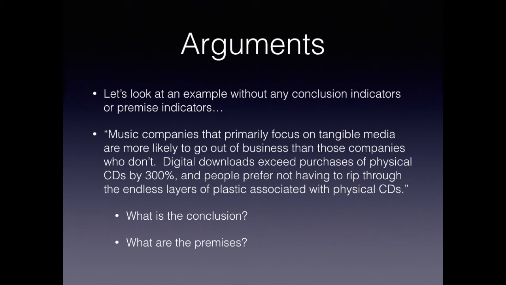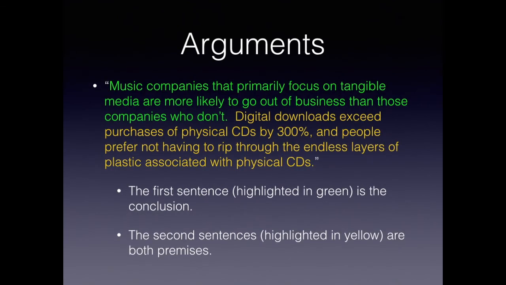So look at that and try and think what the conclusion is, right? What is the main point? And then what's supporting that main point? Well, here's what you'll come up with. The conclusion is music companies that primarily focus on tangible media are more likely to go out of business than those companies who don't. Why? Well, because digital downloads exceed the purchases of CDs by 300%. That's one claim. And you know there's a second claim, people prefer not having to rip through the endless layers of plastic associated with physical CDs. Right? It wouldn't make sense if you spun it any way around.